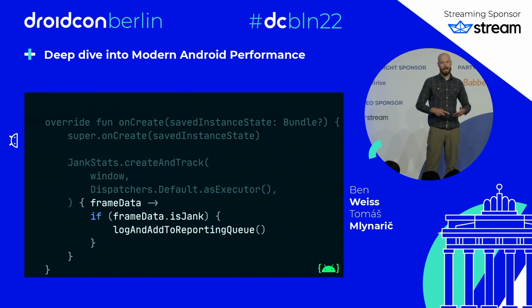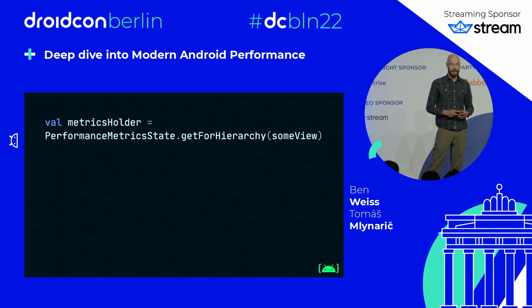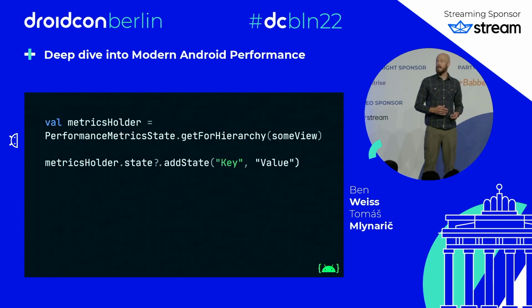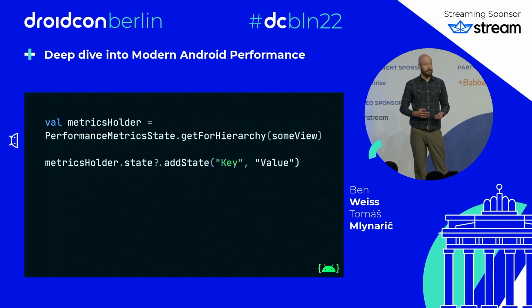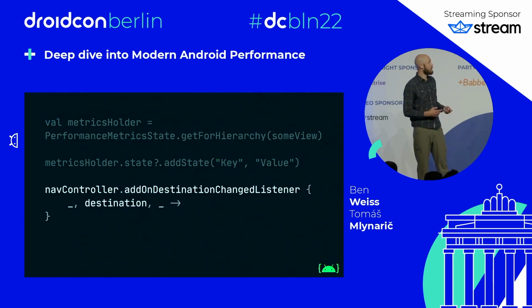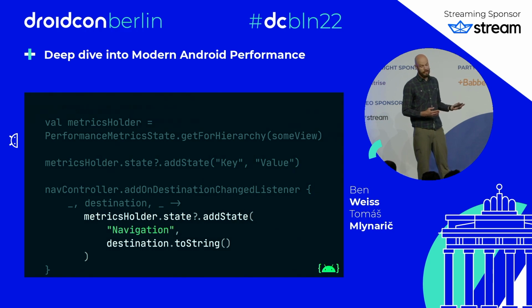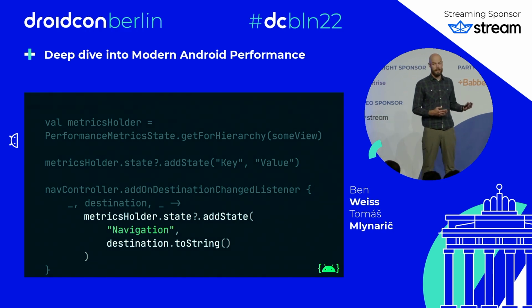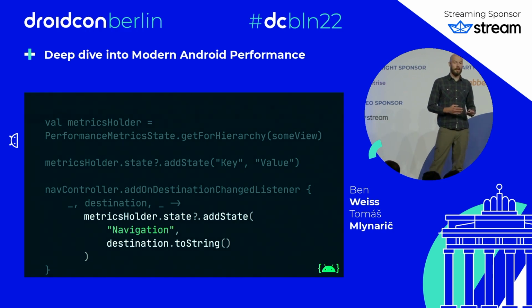But if you just say, hey, there's a janky frame, that wouldn't be very helpful. This is why we have the possibility to add more data to this with a metrics holder, so you can see exactly what was going on. You can add any state as a key-value pair. So if you're using navigation, you can add navigation as a key and add the destination as the state, as a value. It means that every time there's a janky frame in the navigation with a destination change, you see when this happened, what happened, and at which destination this happened.